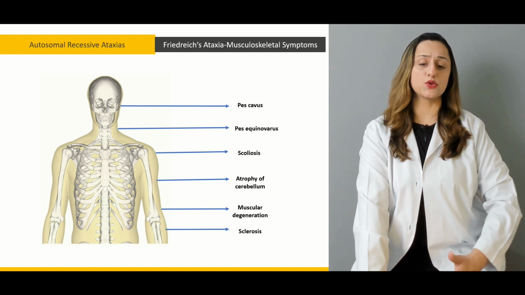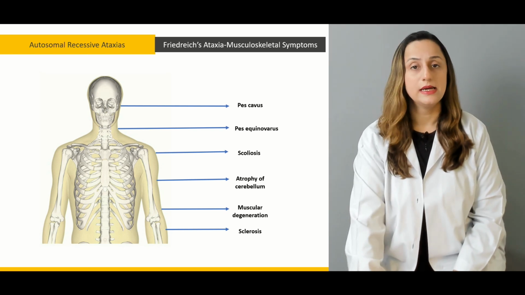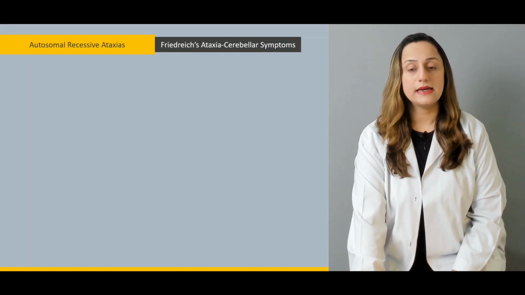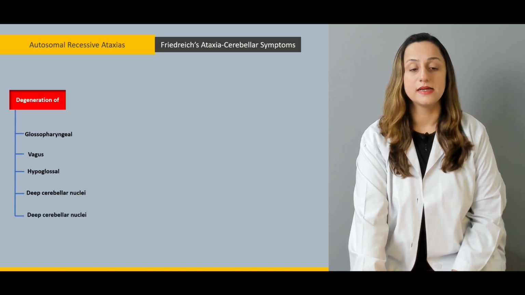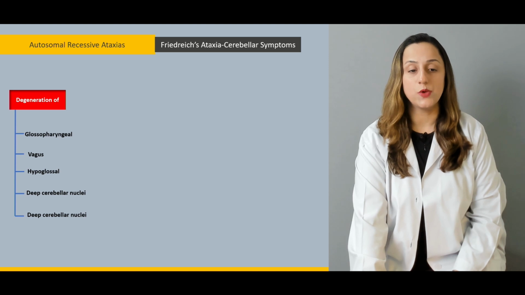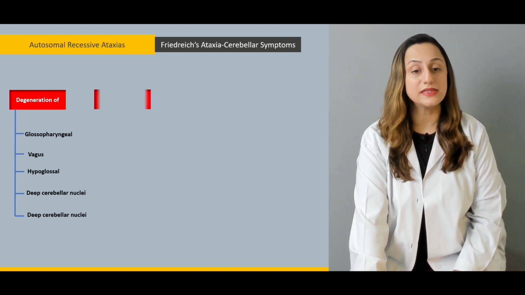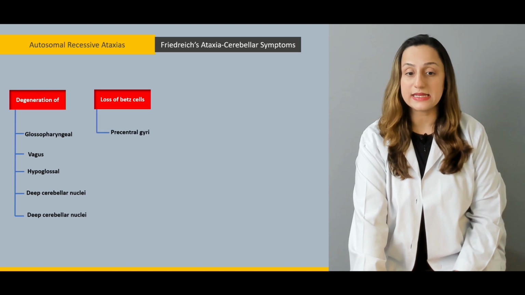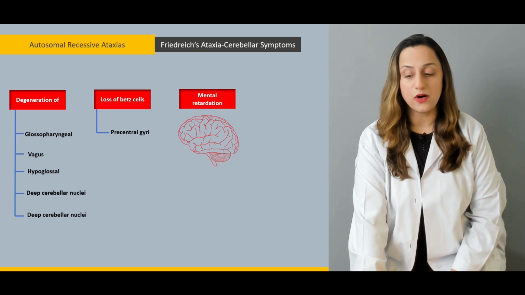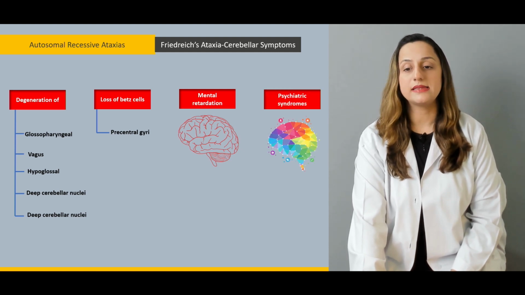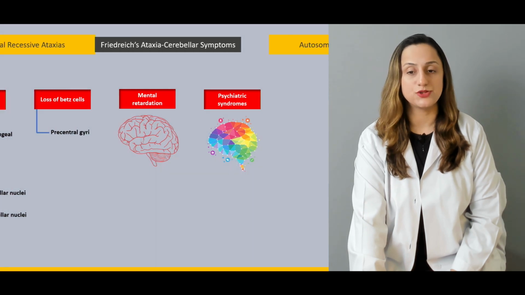Then sclerosis, so multiple sclerosis is one of the phenomena that is seen over here. The cerebellar symptoms would include the degeneration of the glossopharyngeal, vagus, hypoglossal and deep cerebellar nuclei, and then we have the deep cerebral nuclei. So these are some of the degenerative processes noted down in the 9th, 10th and 11th cranial nerves. Loss of the Betz cells in the precentral gyri. Mental retardation is one of the predominant features over here, and that is associated with the psychiatric syndromes.